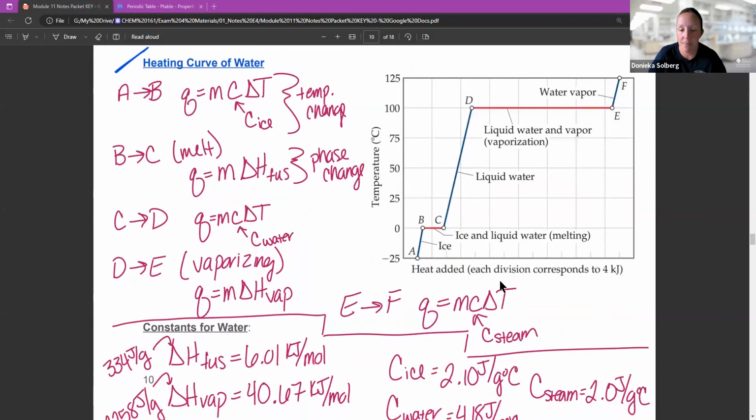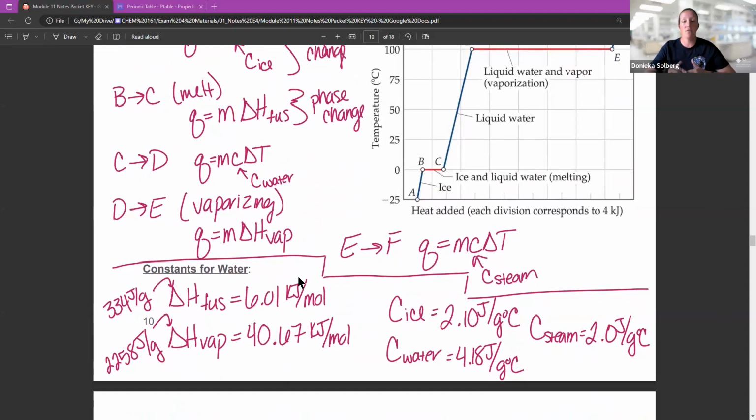Okay, now the constants for water are ones I'll give you on your equation sheet. The delta H fusion for water is 6.01 kilojoules per mole if it's in moles, or 334 joules per gram if you get it in grams. Delta H vaporization for water is 40.67 or 2,258. Now you'll notice it takes a lot more energy to vaporize water than it does to melt water, which, if you think about it, kind of makes sense because it's hard to get all those molecules spread far enough apart to turn into a gas. So almost always for substances your delta H vaporization is bigger than your delta H fusion.